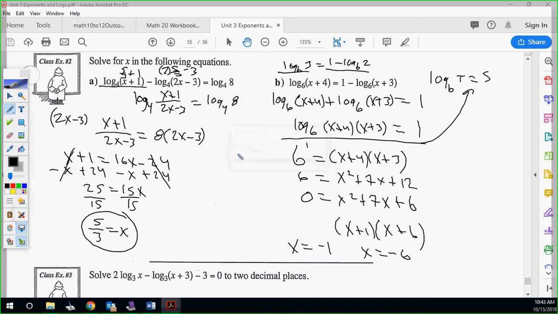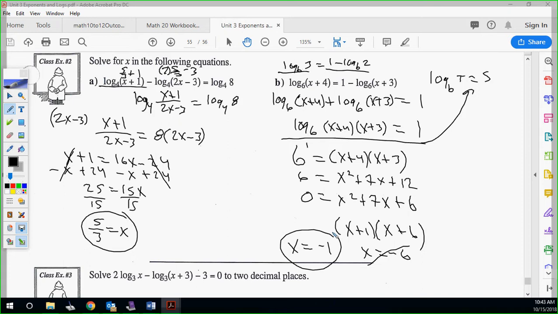Okay, so when you check those, we get that they're the same values. When you plug in -6, you're going to get log base 6 of -2. Can't do that. You plug in the other one, you get log base 6 of -3. Can't do that. The argument can't be negative. So in that case, -6 is no good, and then -1 is good.